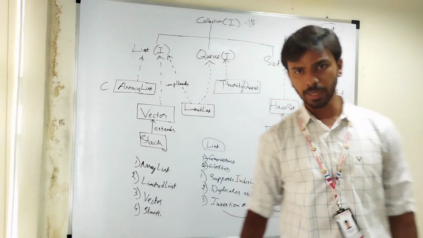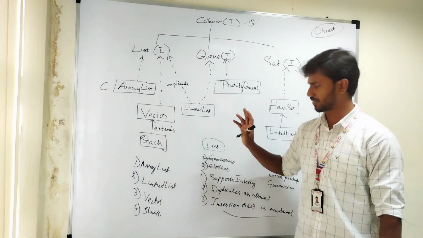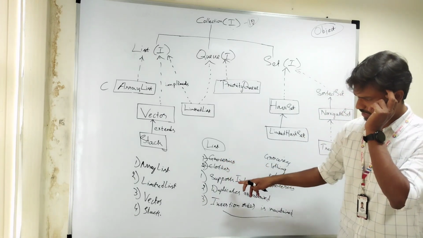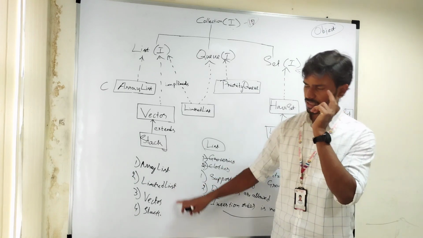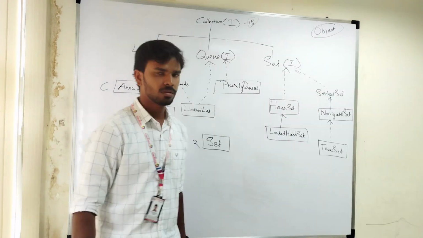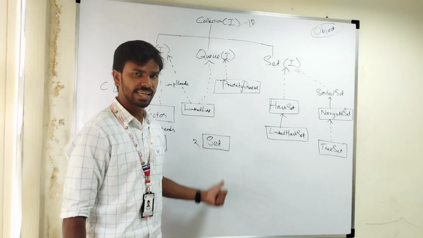Okay, these are the 4 implementation classes which are the child of the list interface. So the list is having these 3 important characteristics which will be followed by these 4 implementation classes. Okay, the next interface is set.